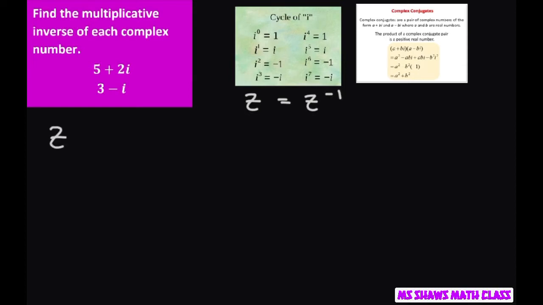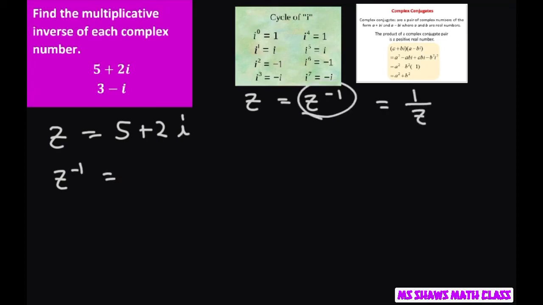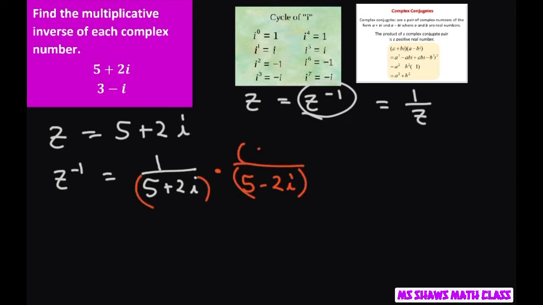So if we let z equal 5 plus 2i, then z inverse, remember, is just 1 divided by z. So that's 1 divided by 5 plus 2i. Now all we have to do is rationalize the denominator by multiplying by the complex conjugate, which is 5 minus 2i. And if you multiply the denominator by the conjugate, you must multiply the numerator by the same value. So we're going to get 5 minus 2i for the numerator.